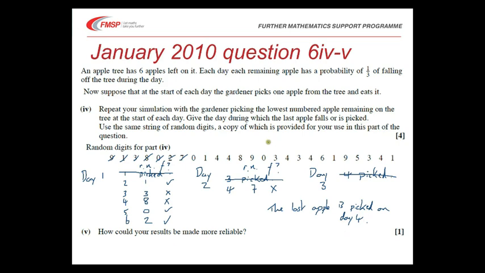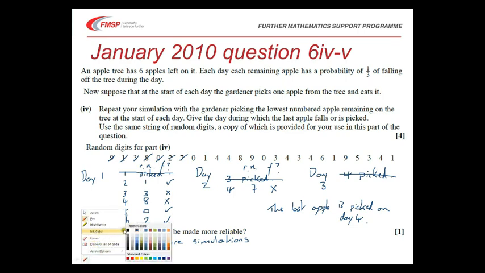Finally then, how could your results be made more reliable? This is 1 mark, and this is pretty much always going to be the same response here. We could take more simulations. We could run this again and again with lots of different sets of random numbers and get an average in terms of how many days it took. So let's take a look at the marking for this question.